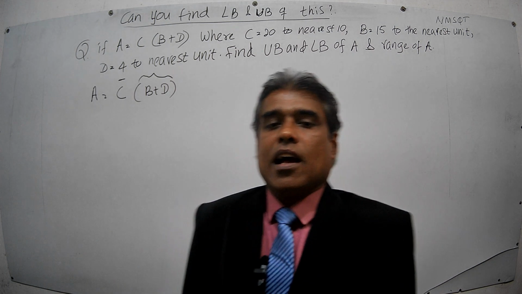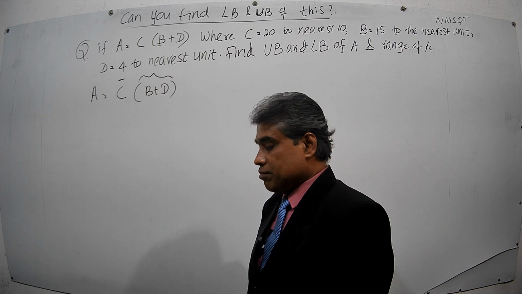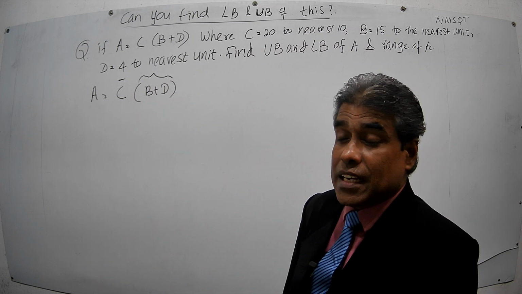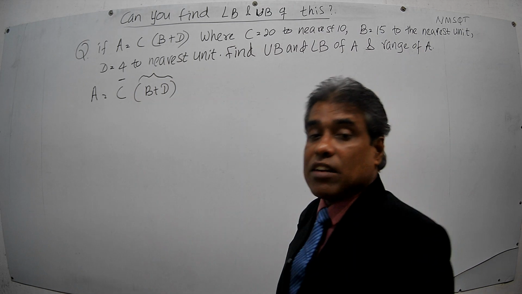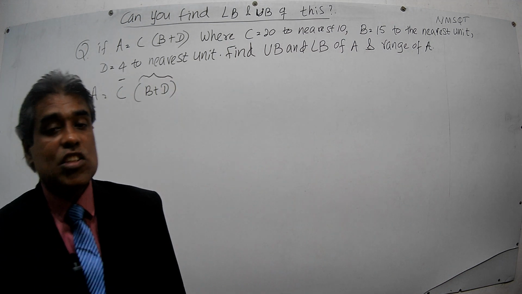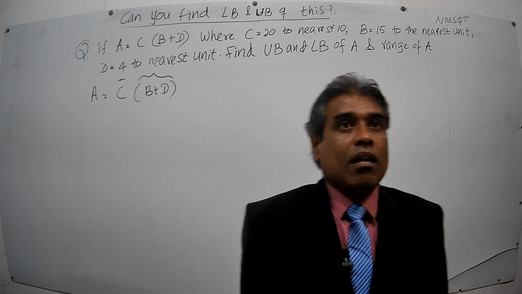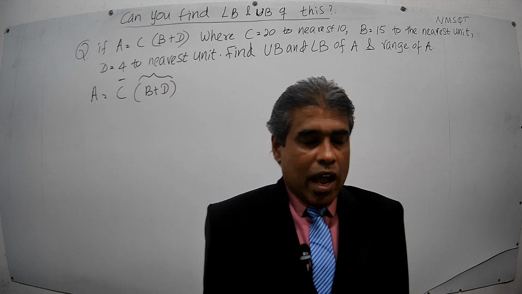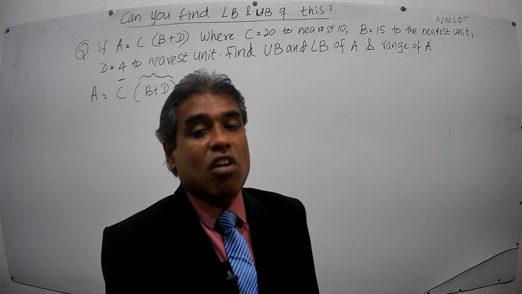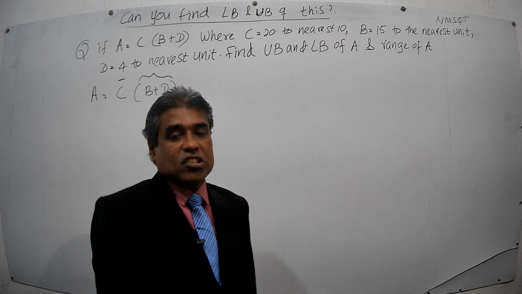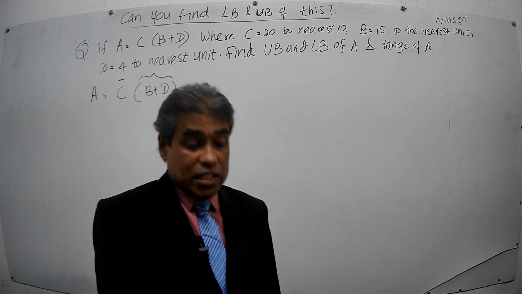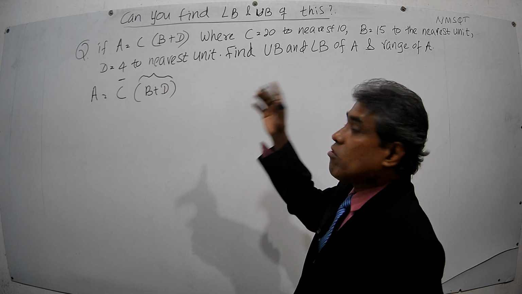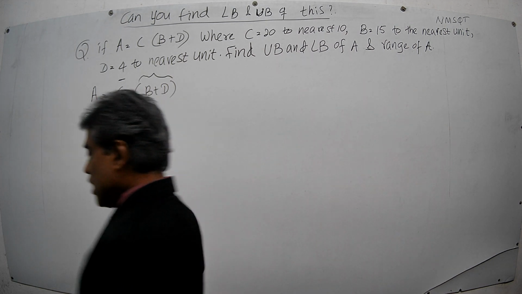Here we have done the theory part, that is how to find the upper bound and lower bound of a product. We have done it in one of the videos, so go to the playlist, rounding off and upper bound and lower bound. Rounding of numbers and upper bound and lower bound. Go to the playlist and look for the video on upper bound and lower bound of a product of two numbers. Then you will get the theory part there.